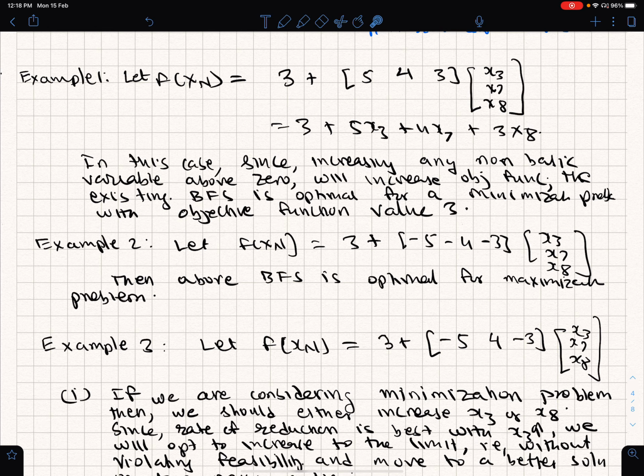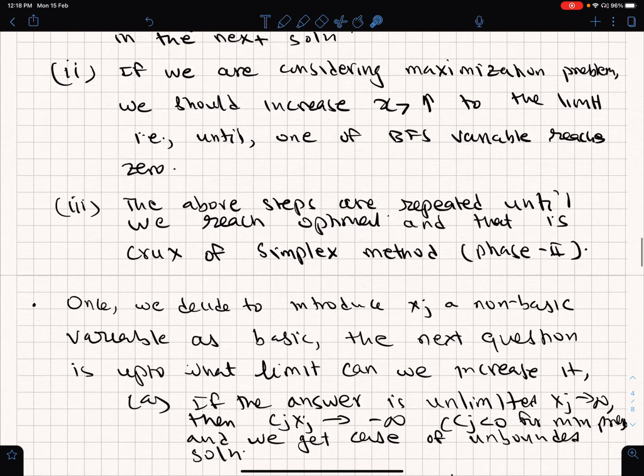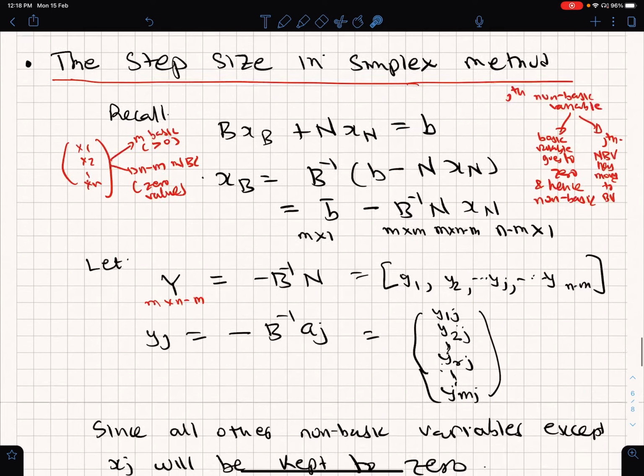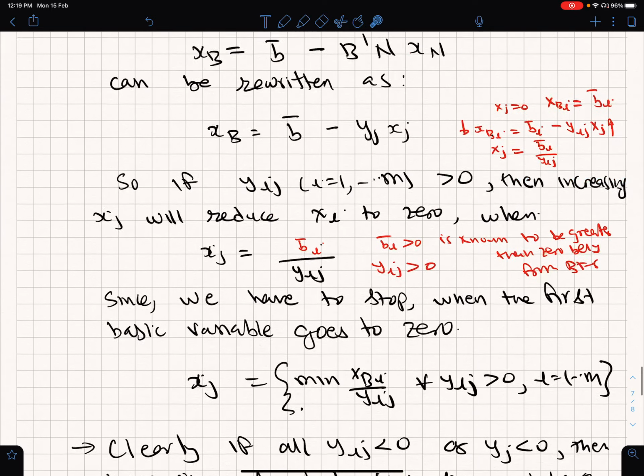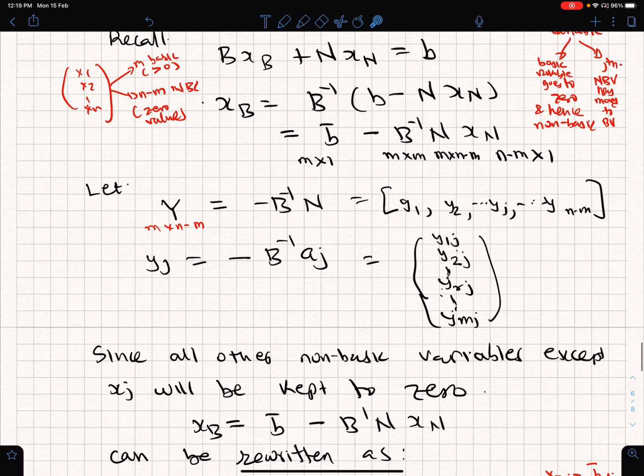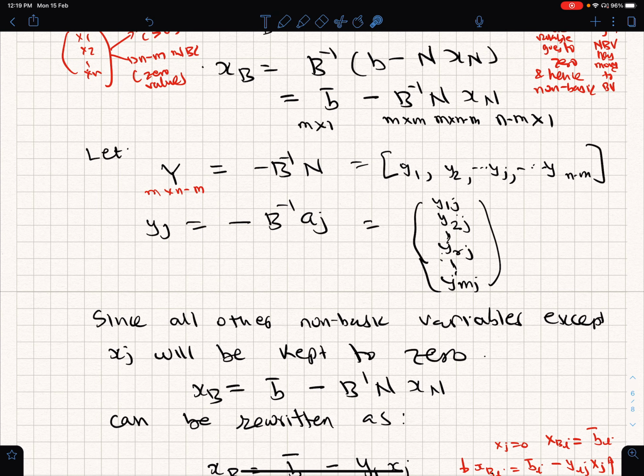So then j becomes 3. The non-basic variable which is coming into play is j, and in this case j is going to be 3.